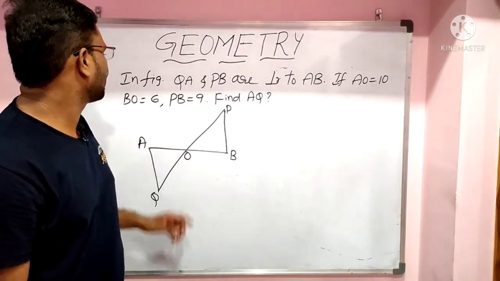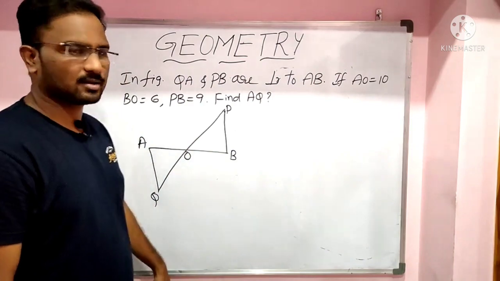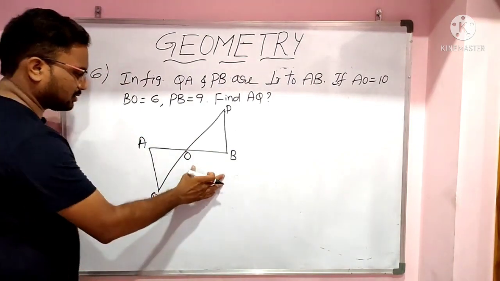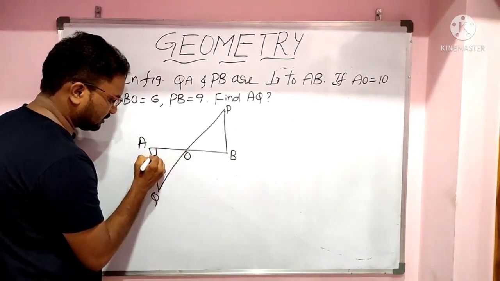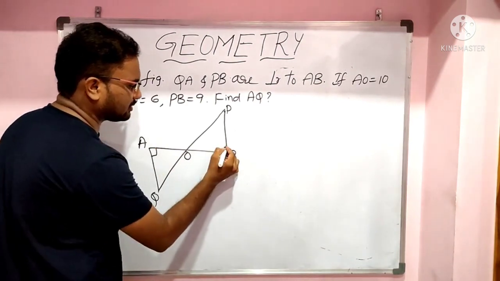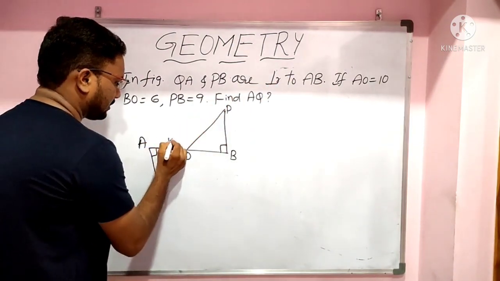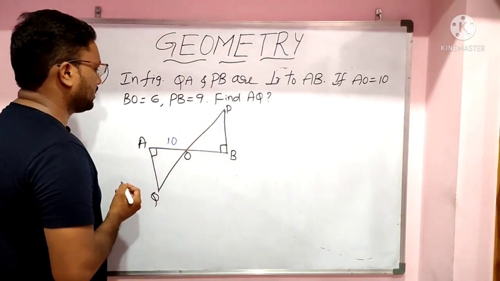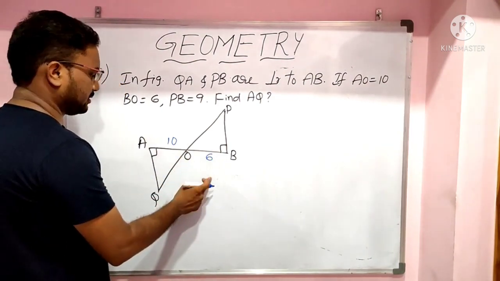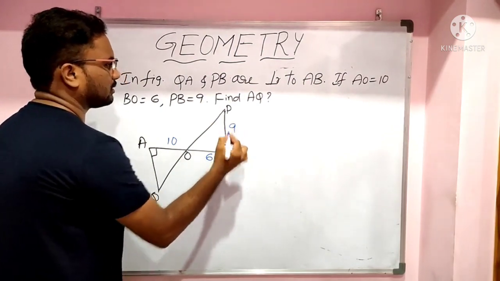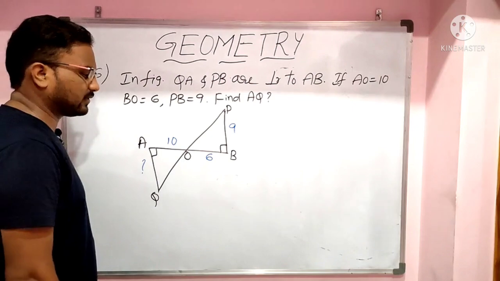Next one, in figure QA and PB are perpendicular to AB. Okay, this is the figure. QA and AB are perpendicular. This is AB, this is QA, this is 90 degrees and this is also equal to 90 degrees. If AO equal to 10, this is 10, and BO equal to 6, this is 6, and PB equal to 9, this is 9. And we need to find AQ, this value.